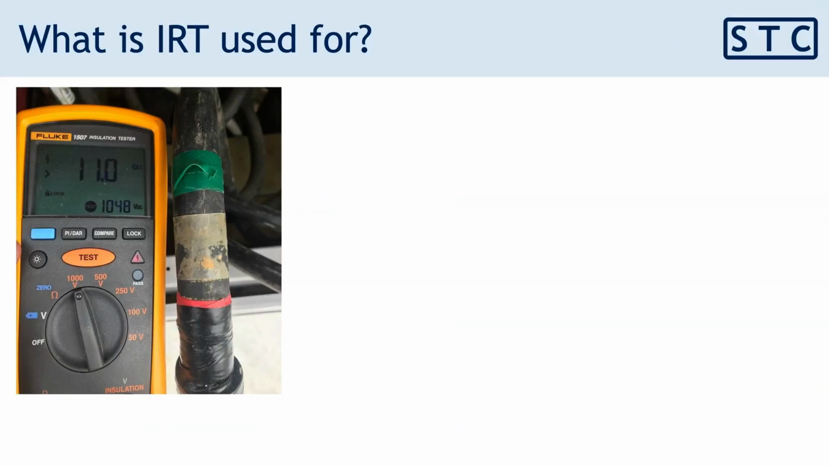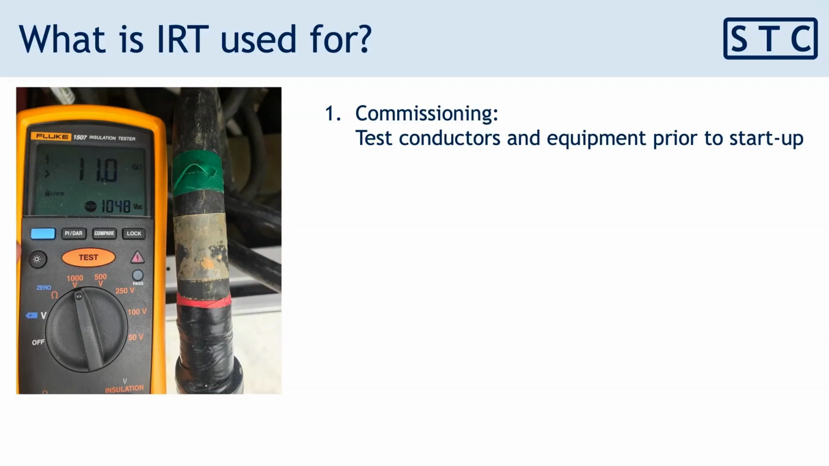So what is IRT, insulation resistance testing, used for? Well, one big thing is commissioning, right? We want to make sure that our conductors and equipment have proper insulation before we turn that system on for the first time. And if we look at various standards out there that are applicable to PV systems, IEC 62446, testing insulation resistance is one of the things we're supposed to do when we commission a system.